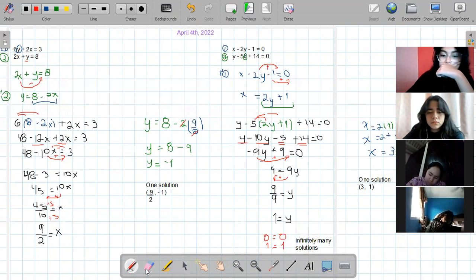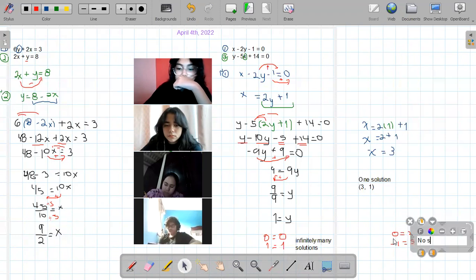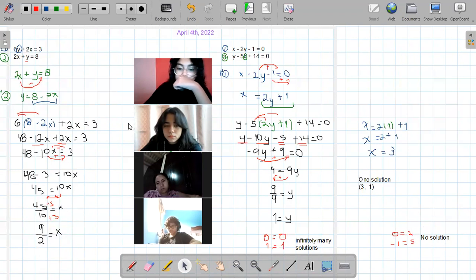How do you get a no solution? If you get 0 equals to 2, or you get -1 equals to 5. 0 is not equal to 2, and -1 is not equal to 5. Therefore, if you get something like that, that is not true, you just go ahead and say no solution, okay? That's how you will know if you have infinitely many solutions or no solution at all. If you get a value of X and a value of Y, then you have one solution, okay? And the solution is X comma Y, the ordered pair X comma Y.